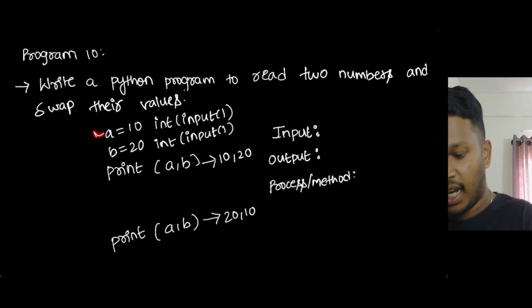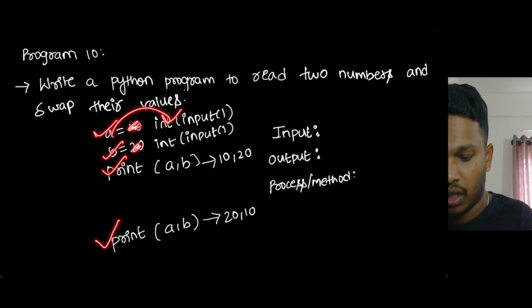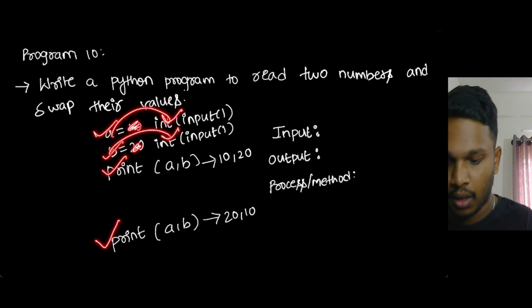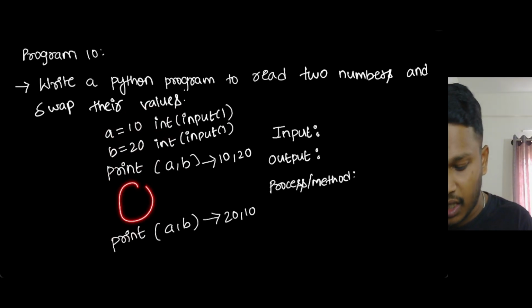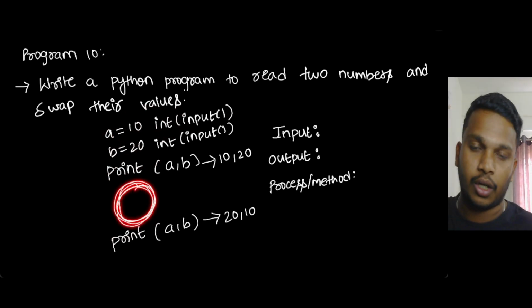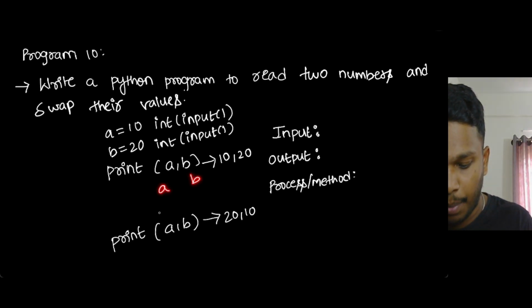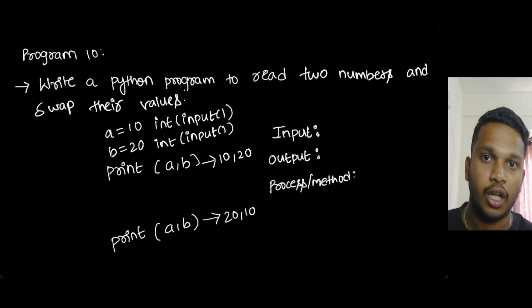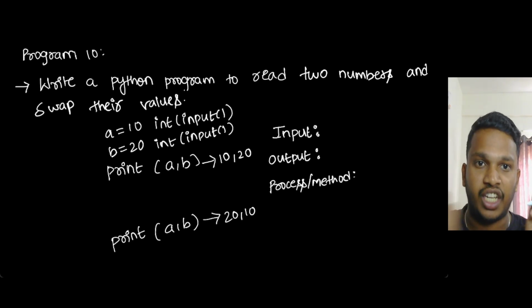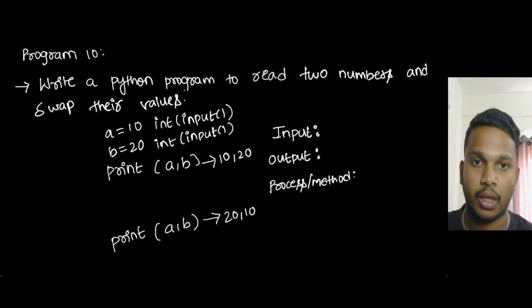Now, these four lines are fixed. Not 10 and not 20. a is equal to int of input, b is equal to int of input, print a comma b. These four lines are fixed. In this part, you need to write your process or method to bring the a value to b and the b value to a. This is the question. You need to swap. Swap means interchange the values.